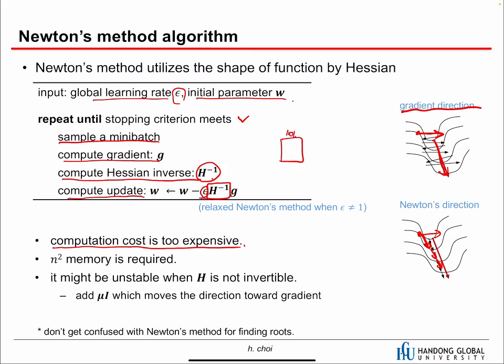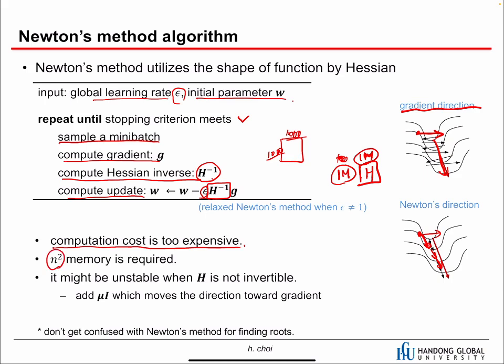Think about a 1,000 by 1,000 matrix. Then we have 1 million parameters, just from one single matrix. Then the Hessian is a 1 million by 1 million matrix, and we have to calculate the inverse of this 1 million by 1 million matrix. This is huge. So when we have a lot of parameters, this is not practical.